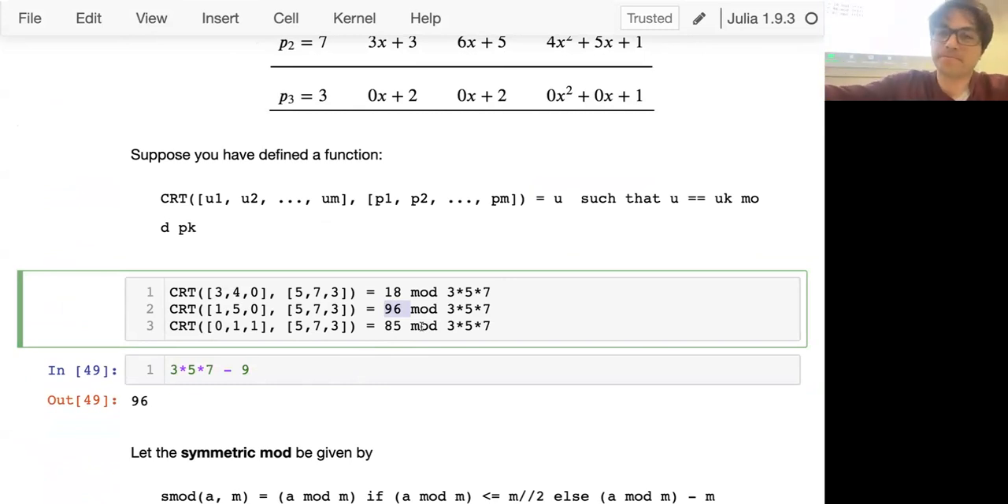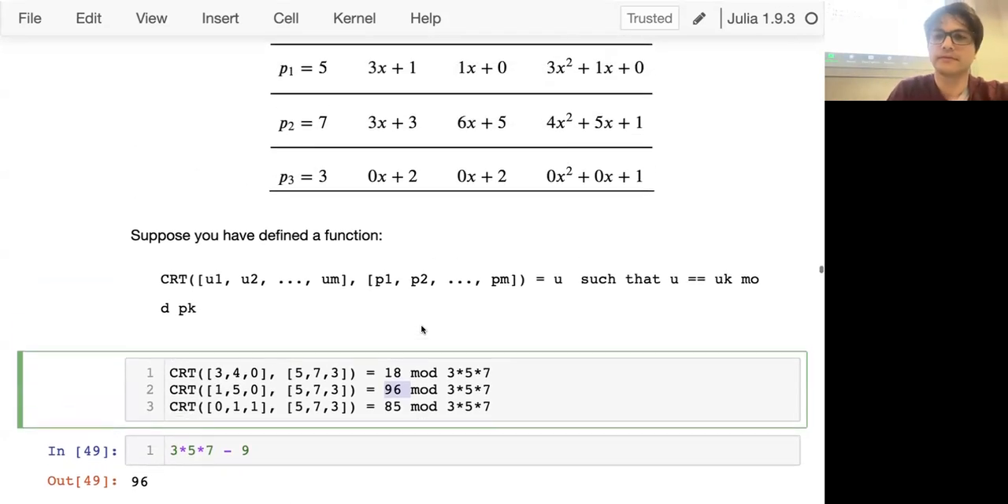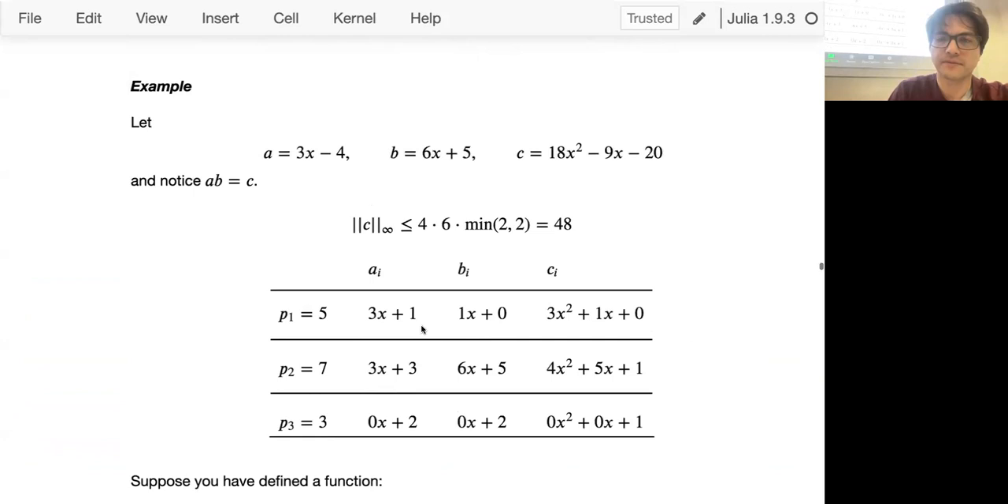How do we know if a coefficient is positive or negative? No, that's a good question. What was my answer for that?